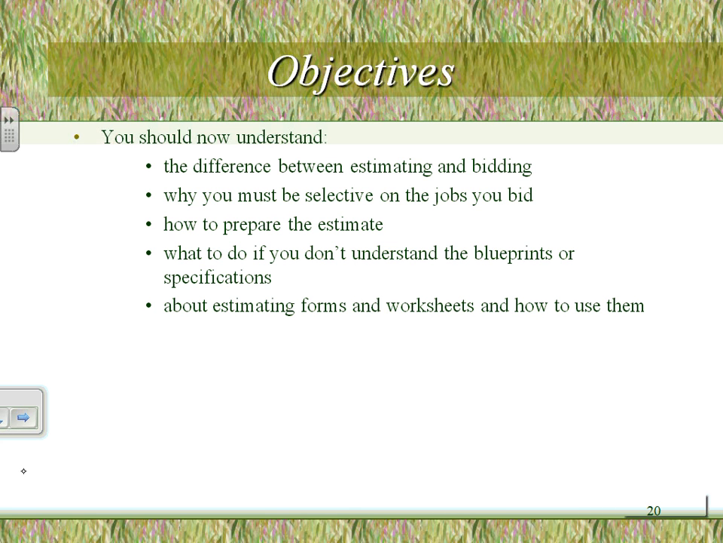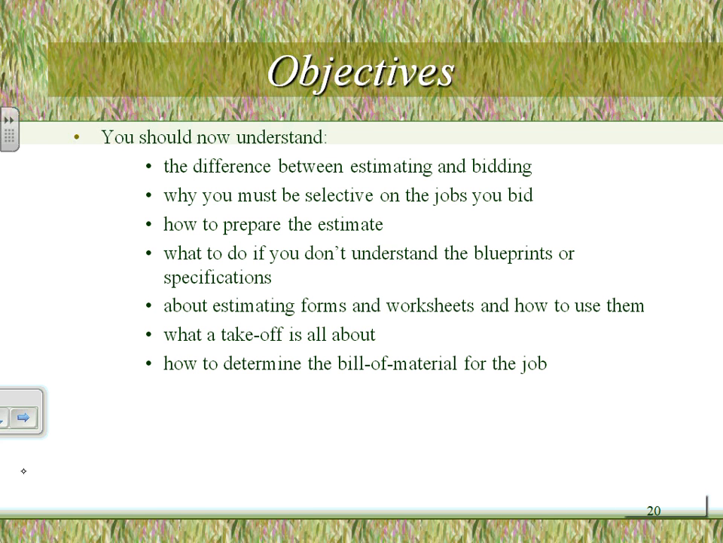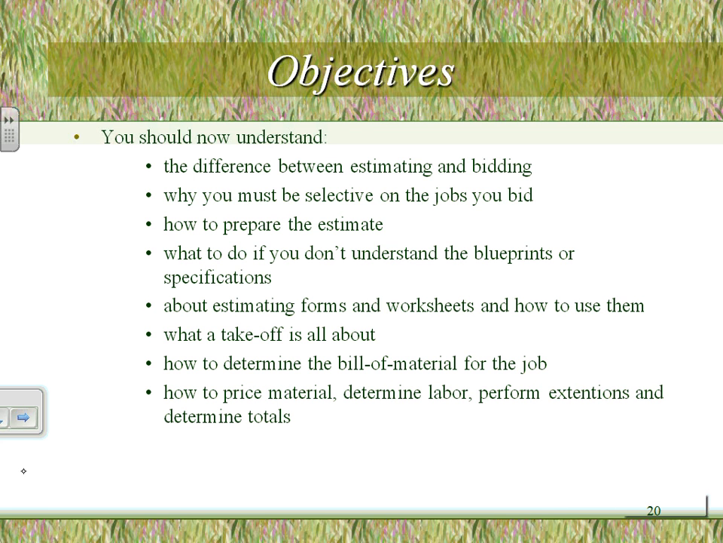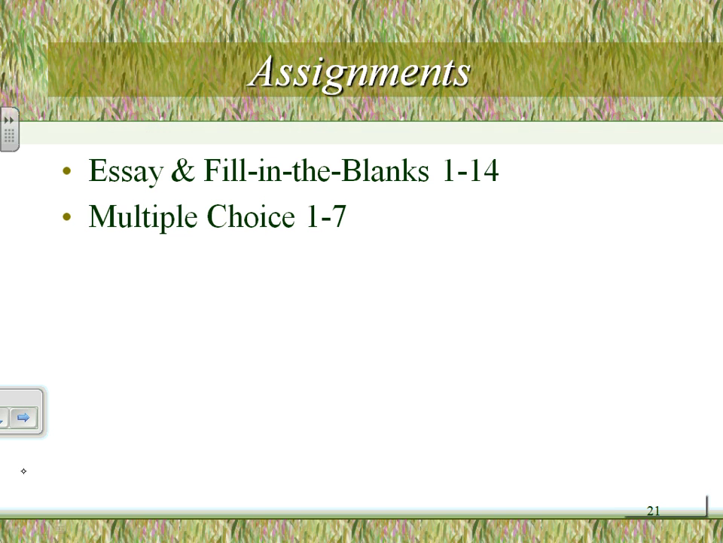Estimating forms and worksheets you must have if you're going to be an estimator. Takeoff. What's a takeoff? Counting components and measuring distances for feeders and branch circuits. How to determine the bill of material: add all the stuff that you took off in a sheet and call it a bill of material. How to price material, determining labor: you go to the labor units, assign a labor unit, and a price unit, right? And then you do the takeoff for all of them.